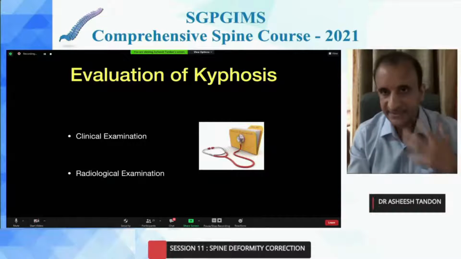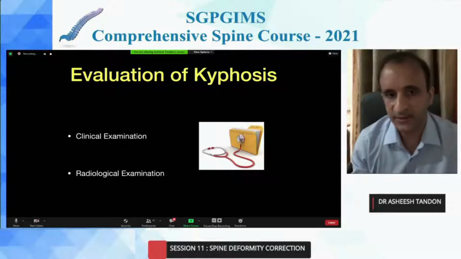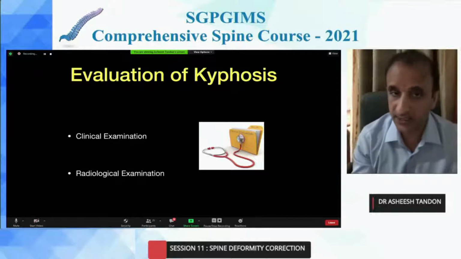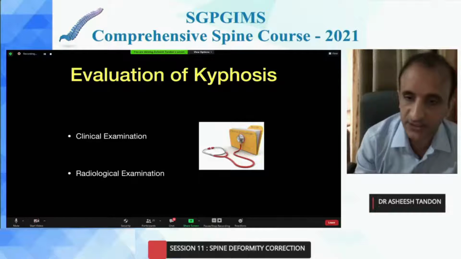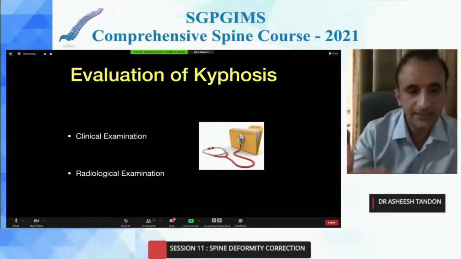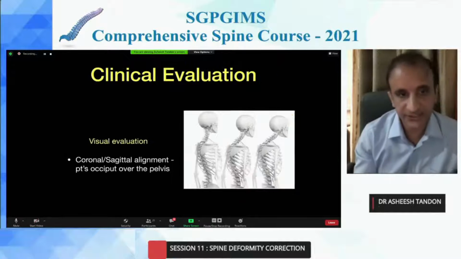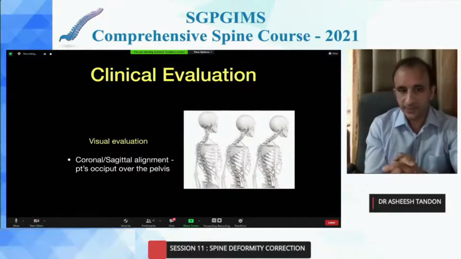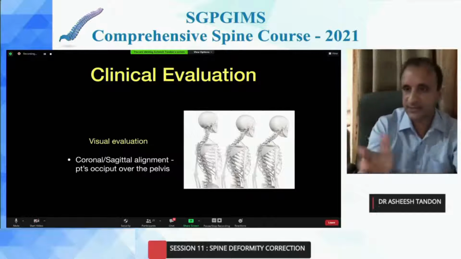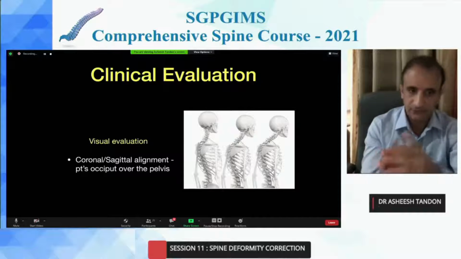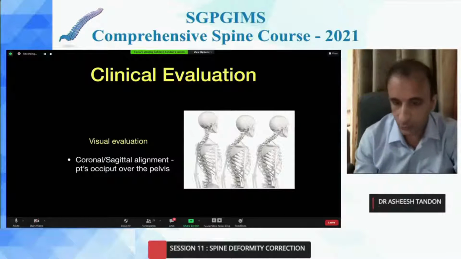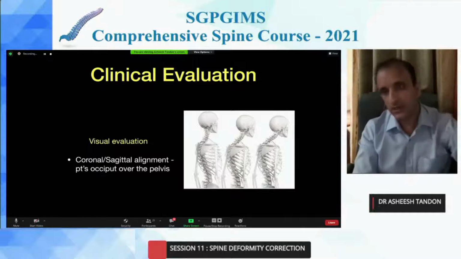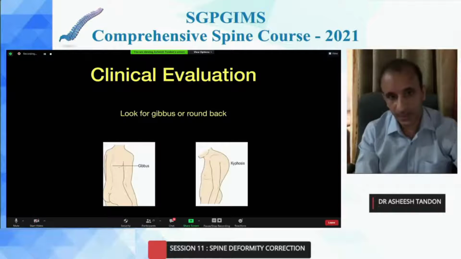So in fact, the topic for today is evaluation of kyphosis. Obviously, we have clinical examination and radiological examination. So we start with a visual evaluation of the patient, look for the coronal and sagittal alignment from the patient's occiput to the pelvis, and in fact, lower down, looking at the hips and the knees as well.